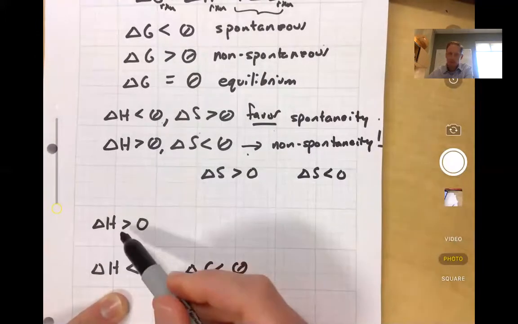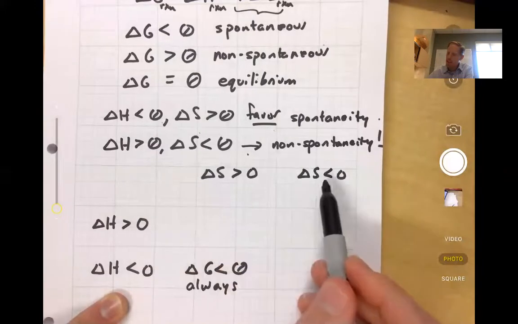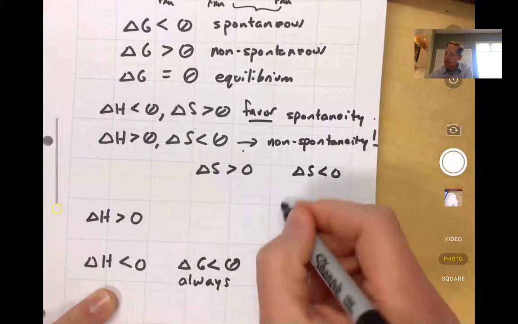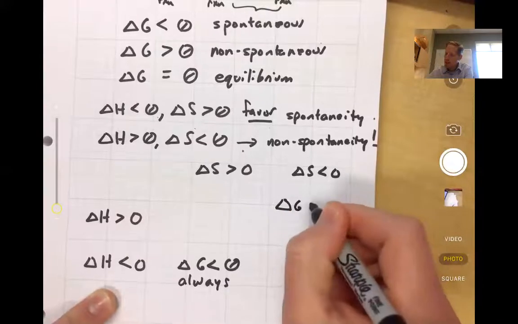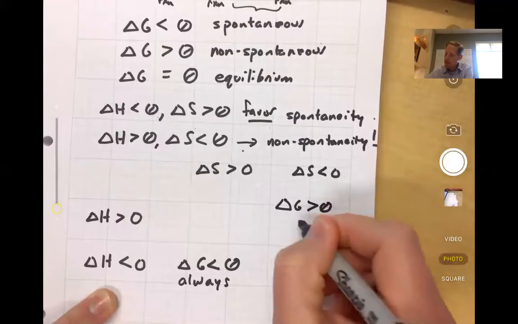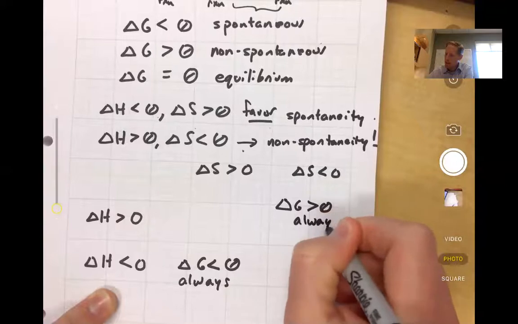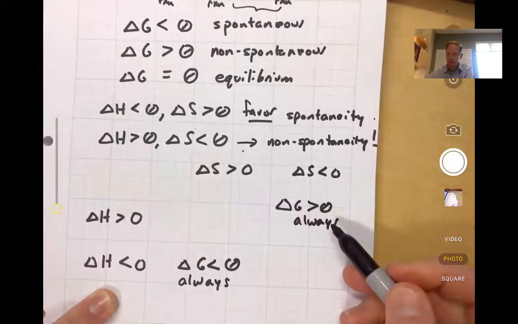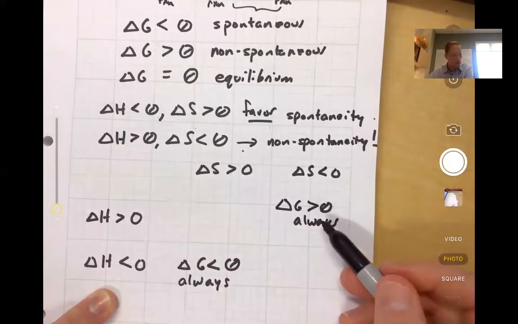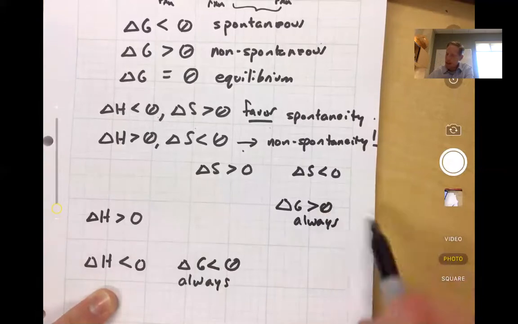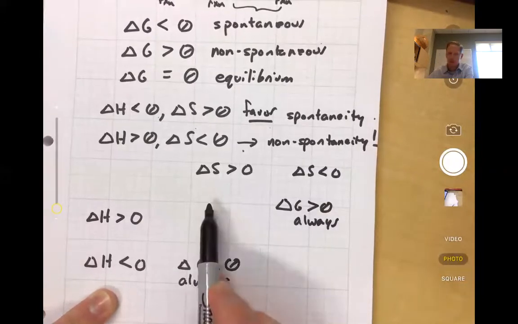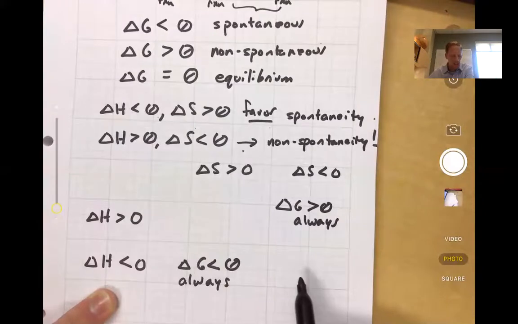Likewise, if I have an endothermic reaction and a decrease in entropy inside the system, my delta G value will always be positive. And this reaction will never be spontaneous. We could say the reverse reaction will always be spontaneous. But what about these mixed cases if they're both positive or both negative?